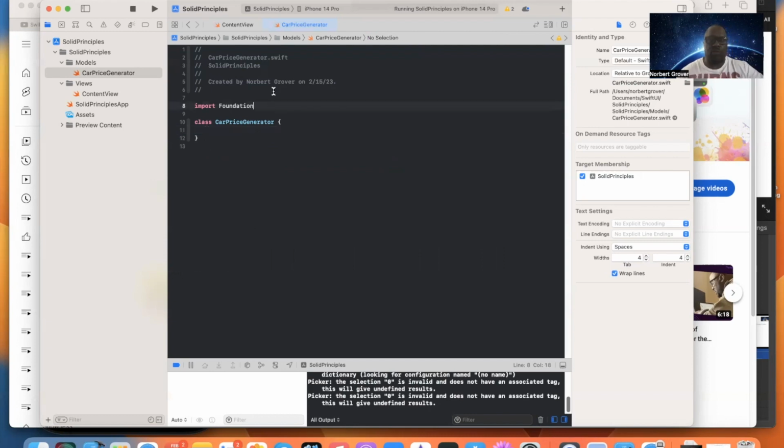So first of all, I'm going to create a protocol that we're going to adhere to. It's called car price generator.